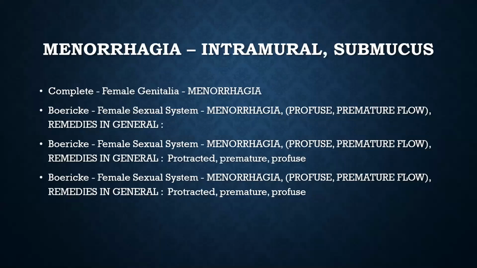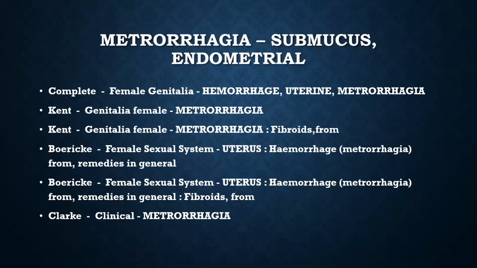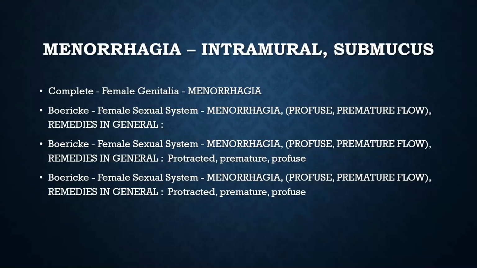Now, there is a key point which we can think. If at all it is a menorrhagia, we can differentiate whether it is an intramural or submucous or subserous or endometrial one. Now, in case of intramural and submucous, usually they come up with a menorrhagia. And these are the representations of menorrhagia from different repertories. Complete repertory, we go to menorrhagia. Boericke repertory also, we have menorrhagia.